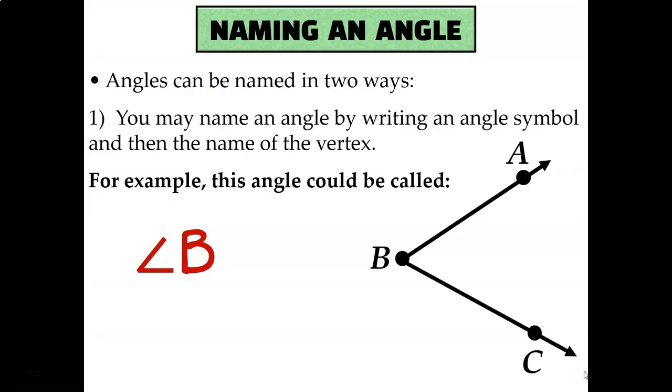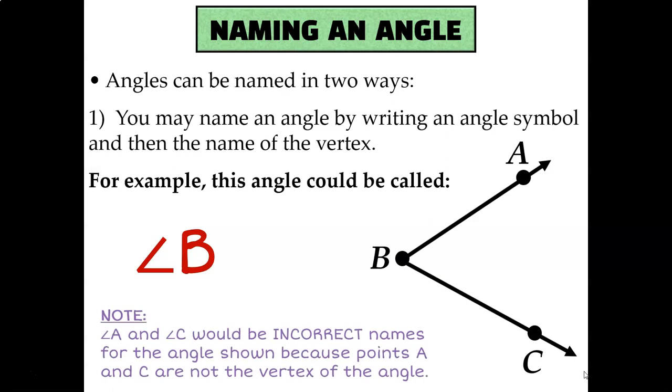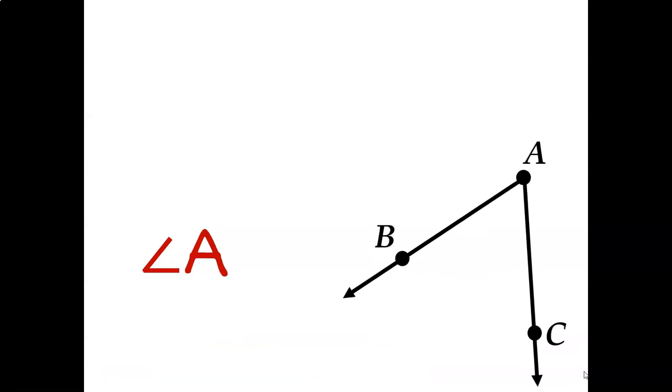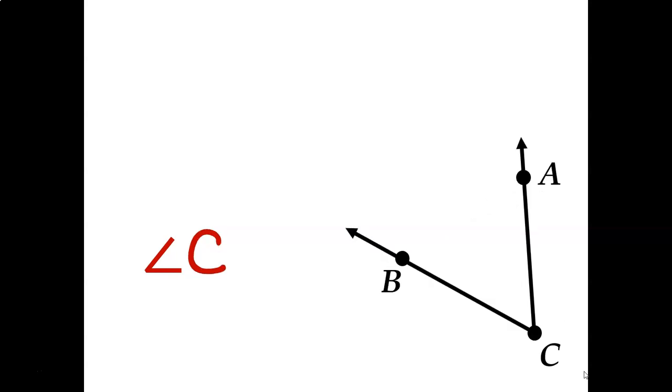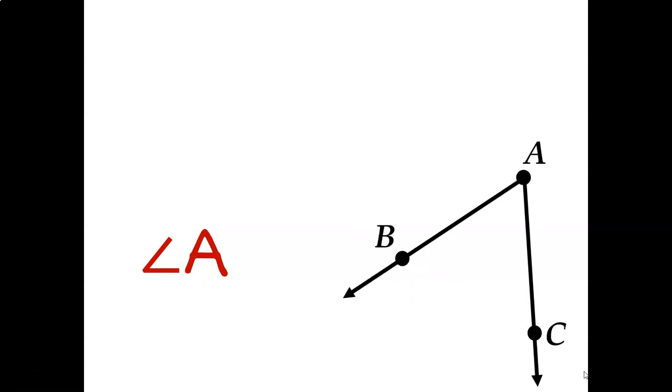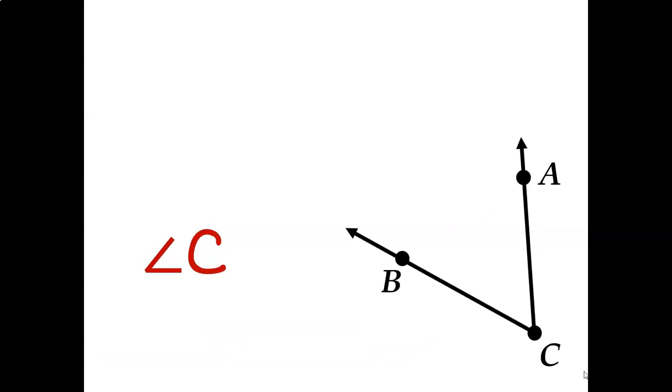There are two different ways to name an angle. The easiest way is simply to write an angle symbol, followed by the name of the vertex. So for this angle, I could call it angle B. Please note that angle A and angle C would be incorrect names for this angle. Angle A would be this angle, that has A for its vertex. And angle C would be this angle, that has C for its vertex. All three of these angles have the same 3 points, but they're connected in different ways.